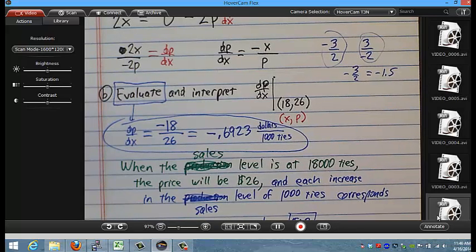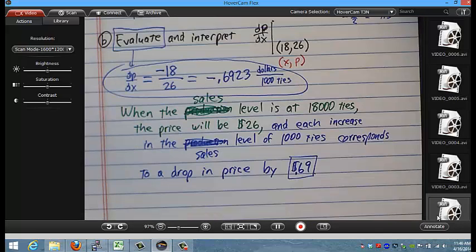I have a question for you guys. So, again, increase in the sales level of 1,000 ties corresponds to a drop in price by 69 cents. You drop the price less than $1, and you'll sell 1,000 ties more. If you drop the price about $7 or $6.90, you're going to sell 7,000 more ties. I guess I have a question for you guys. Do you think we should drop the price?